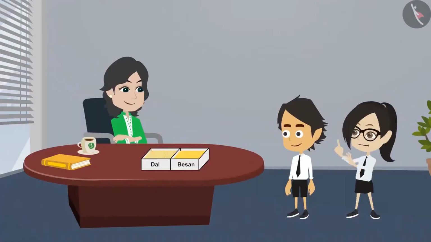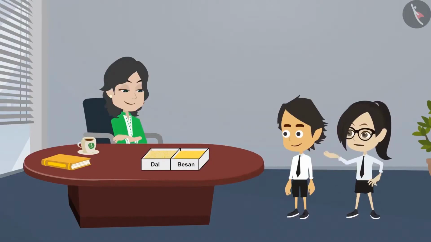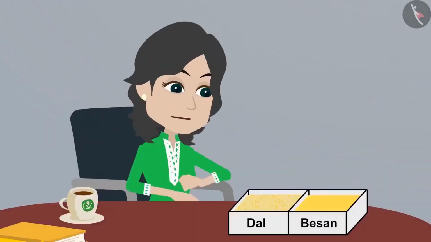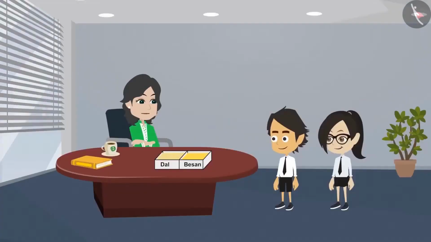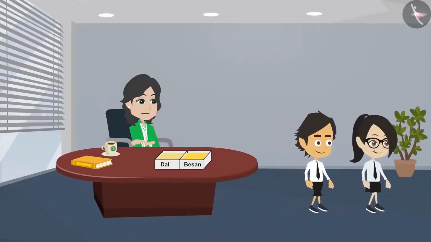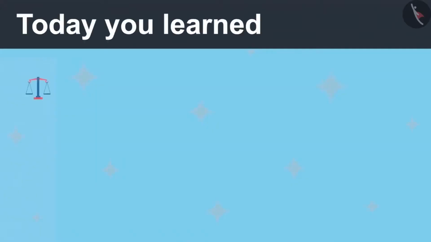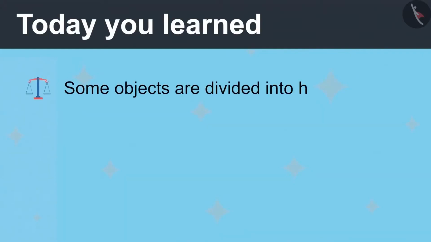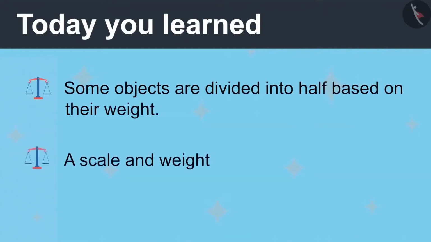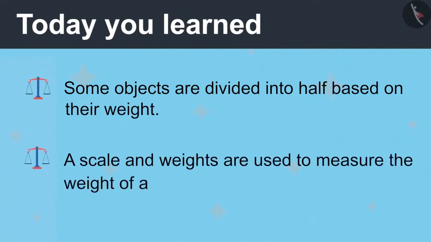I have understood, madam. Some objects have to be measured using weights to divide them. Absolutely right, Vandana. Now it is time for your class, so please go to your class. Today you learned that some objects are divided into half based on their weight. A scale and weights are used to measure the weight of any item.